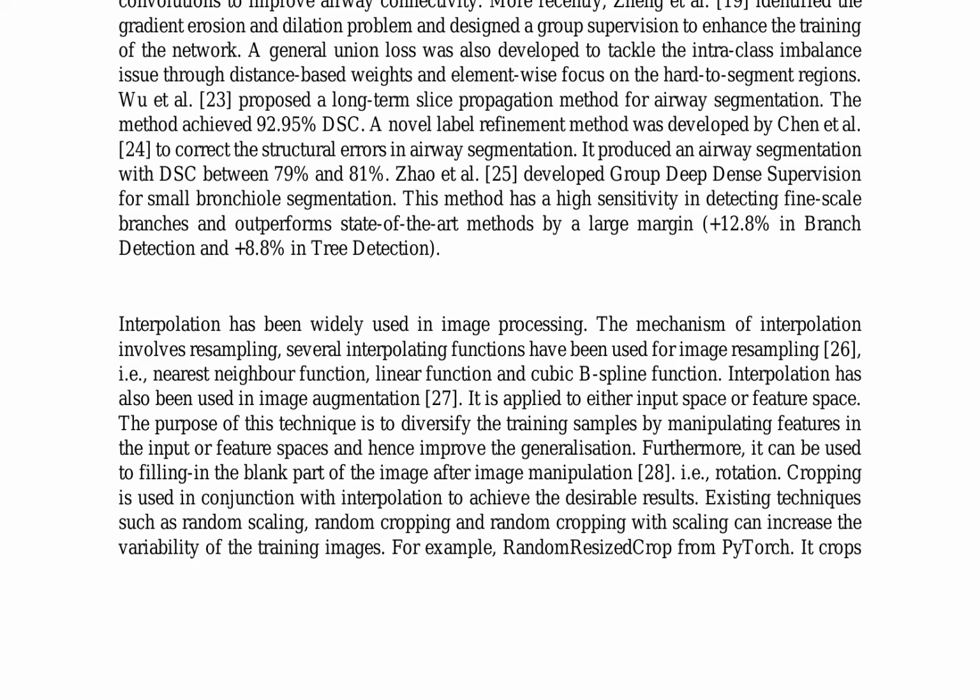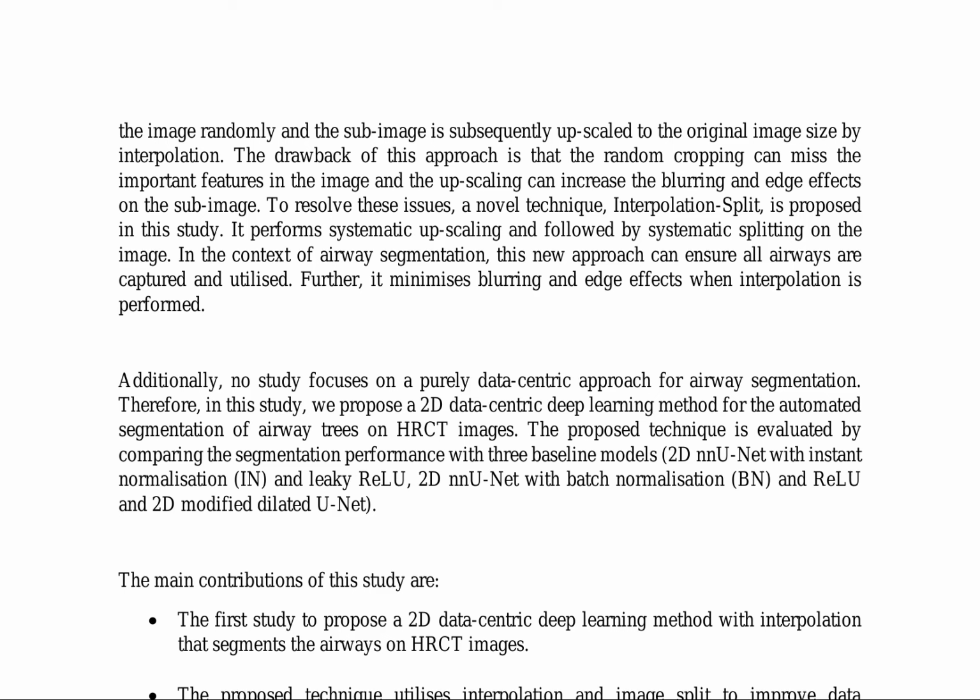This overview highlights the diversity of approaches being explored in airway segmentation, including novel architectures, loss functions, and techniques for addressing specific challenges. The use of interpolation and image augmentation techniques is also discussed, highlighting their potential to improve the generalization of deep learning models. In medical imaging, random cropping and upscaling of subimages can compromise airway segmentation by losing crucial features and introducing blurring and edge effects.